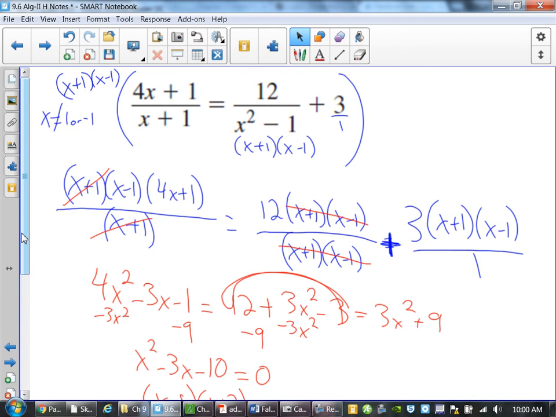Are we okay on that? Okay, yep. Check it with 5. 4 times 5 is 20. 21 over 6. And then 12 divided by 24 plus 3 is 3.5. And the other one is also 3.5. So they both work.